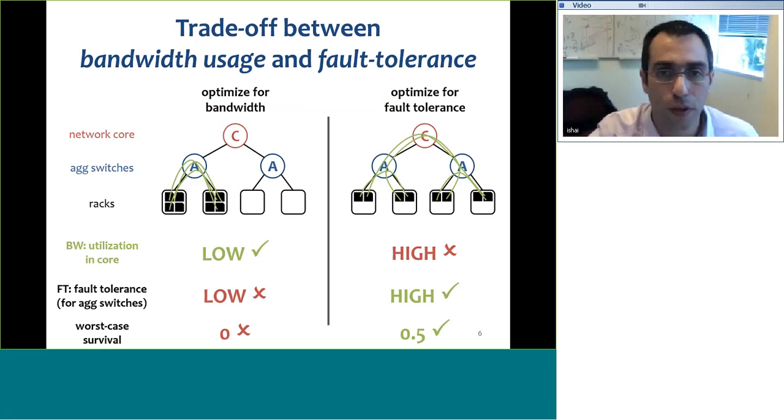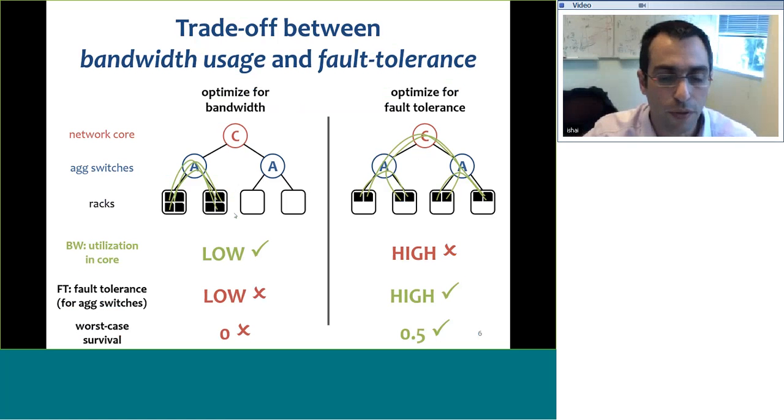So that's the cartoon of our data center. Let me move the picture here. As I mentioned, the two main criteria are fault tolerance and bandwidth. Here you see the data center, and let's assume that we have only a single service that requires 8 machines, and the racks are of 4 machines.